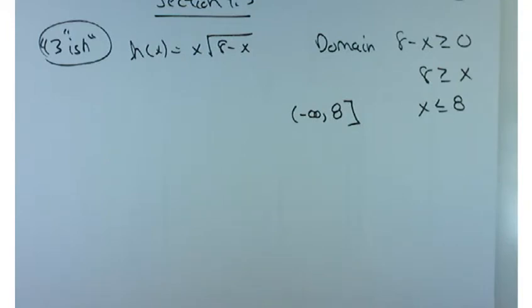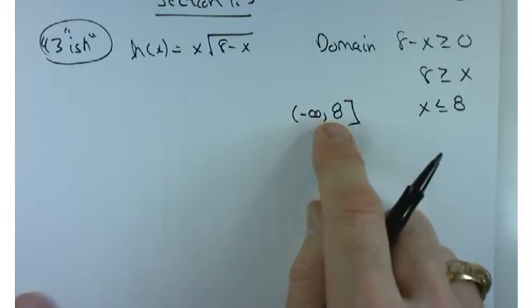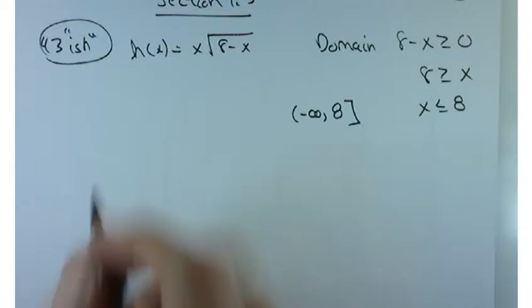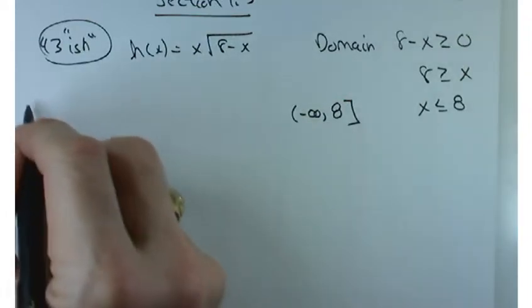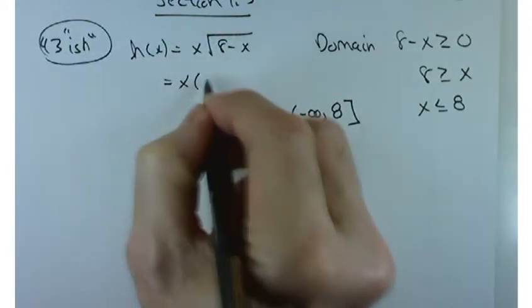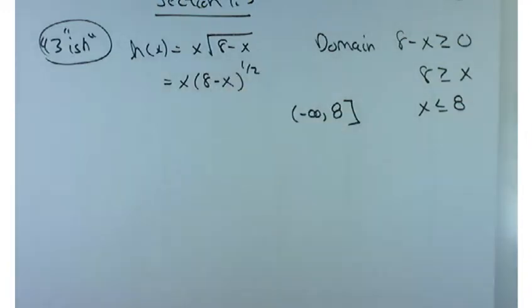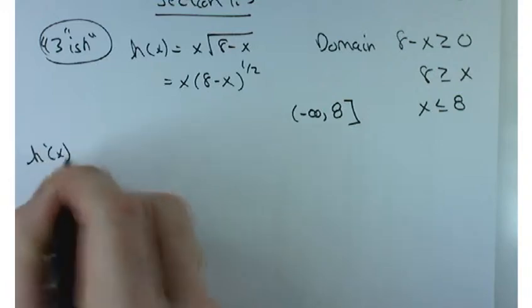So that's your domain. If you come up with a critical point that's outside of this, you ignore it because it's not in the domain of the function. Well, let's see if we can figure out a few things about this graph and where it has its maximum points and stuff like that. So we'll start by finding its derivative. To that end, I'm going to rewrite this as 8 minus x to the 1/2 power. Okay, let's work on finding h prime of x.